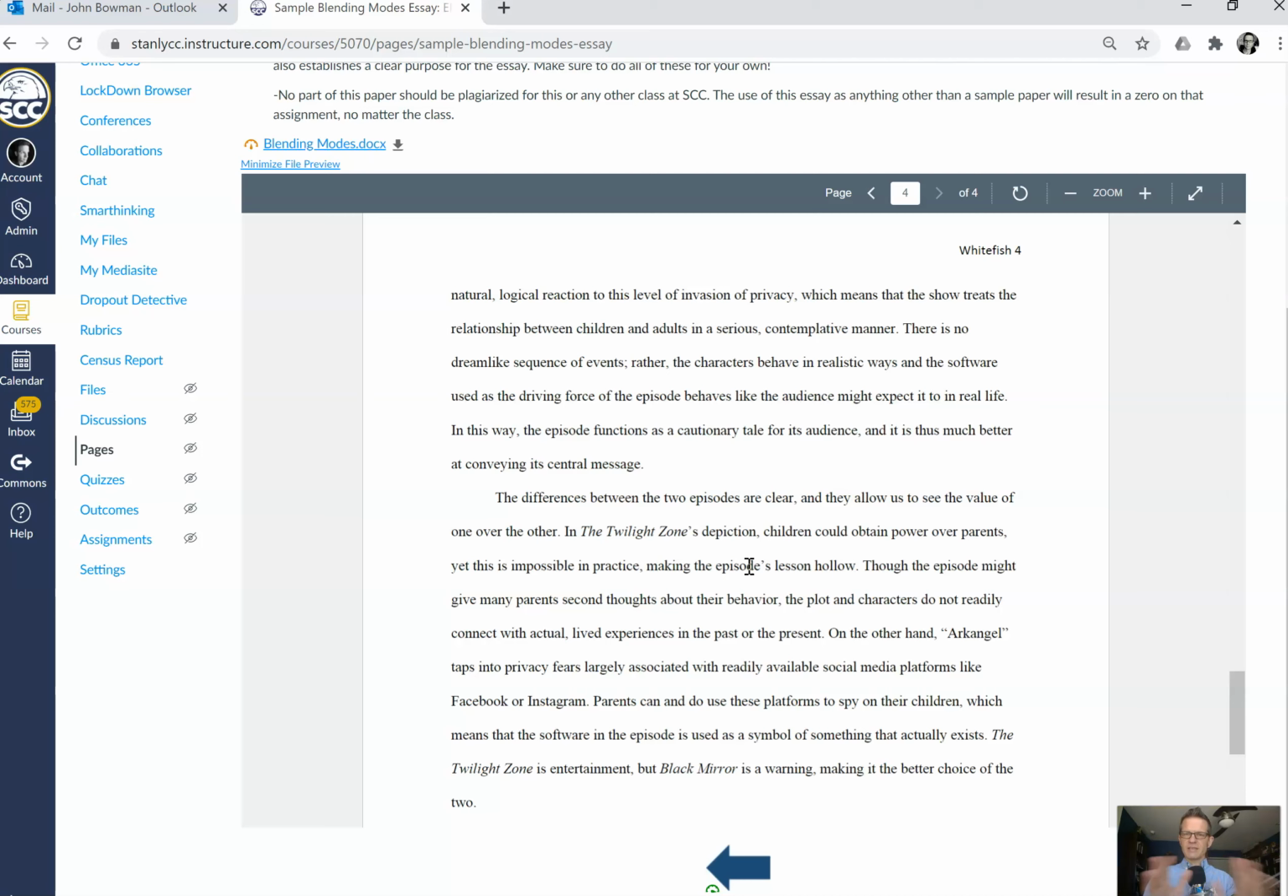The format, everything here matches exactly, again, what I'm looking for. Please look at this example essay. Please look at the rubric. Please look at all the resources I've provided you. Because, again, like I said last week, I want you to be successful, but I can only give you the resources. I can't come to your house and make you look at them. So, keep that in mind.